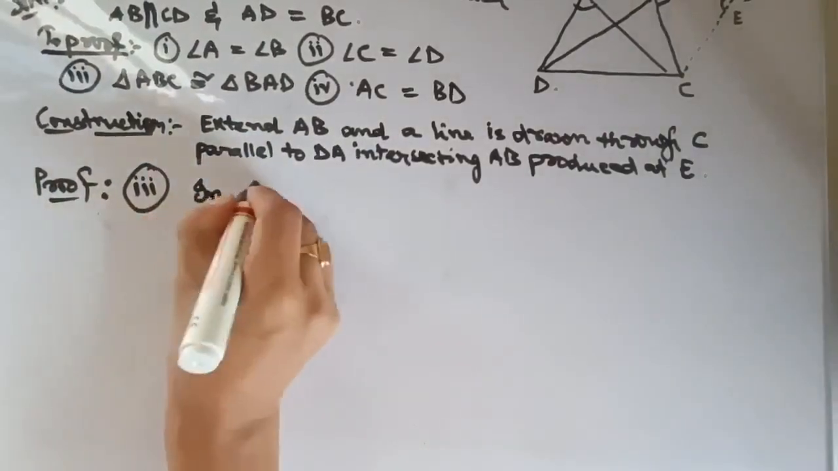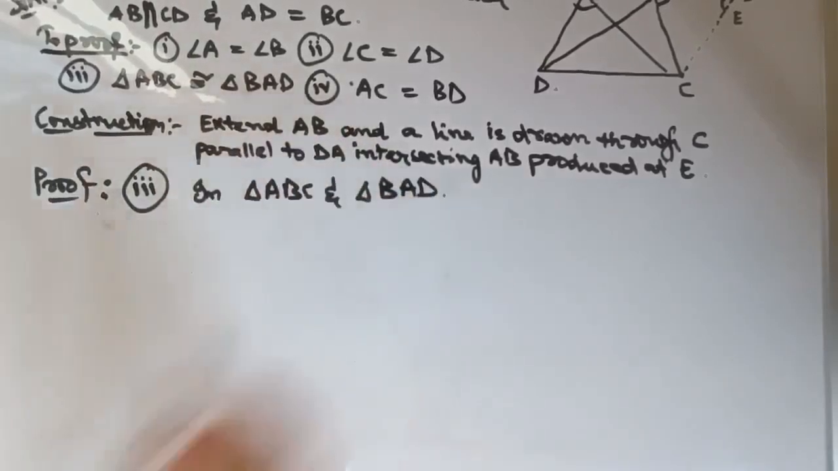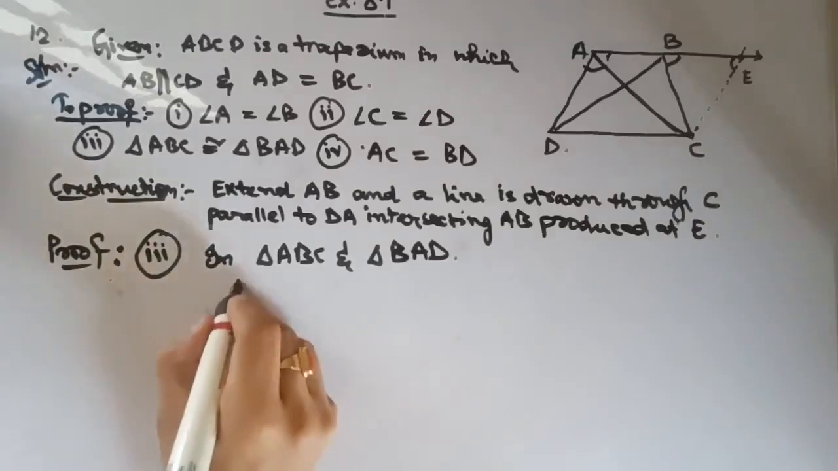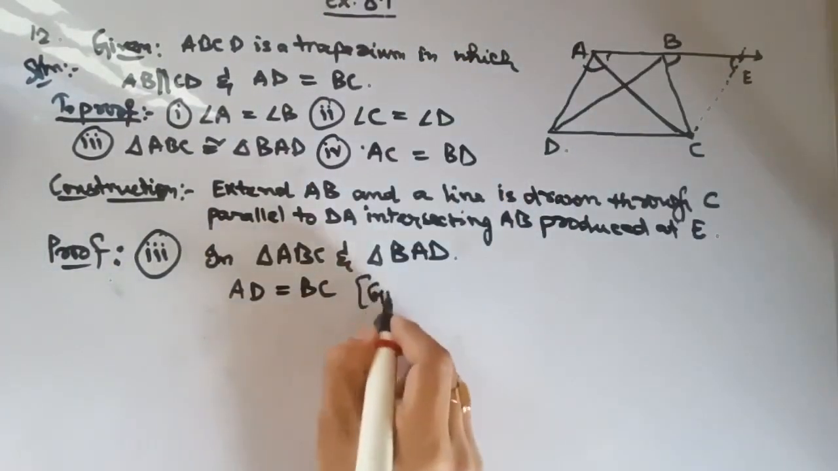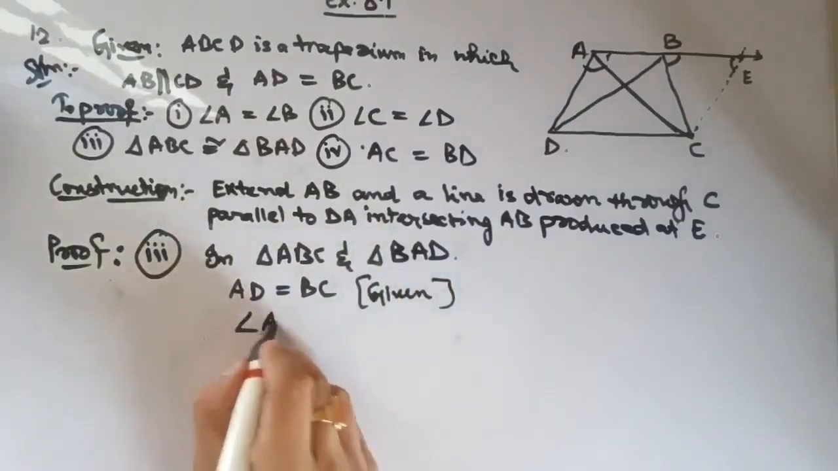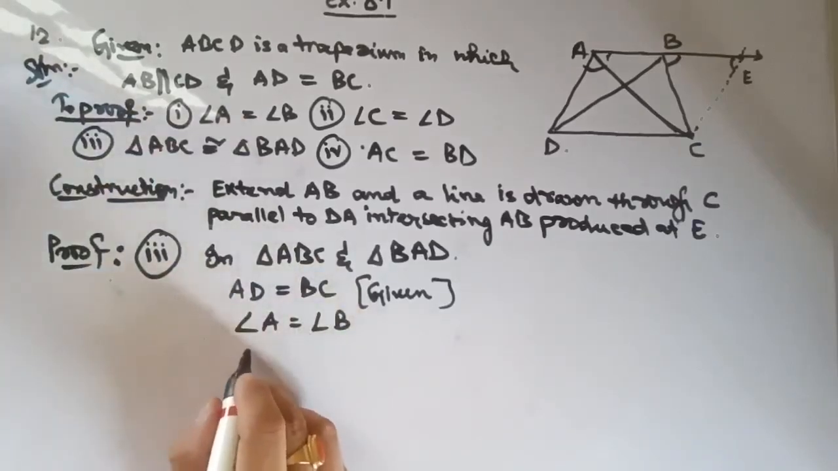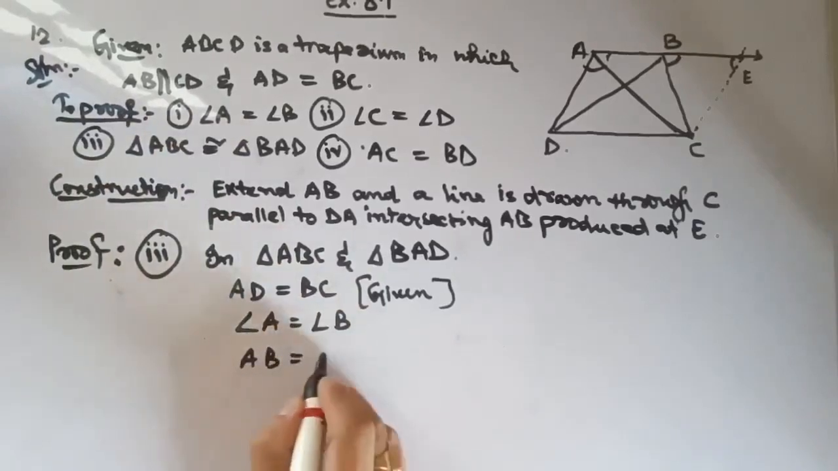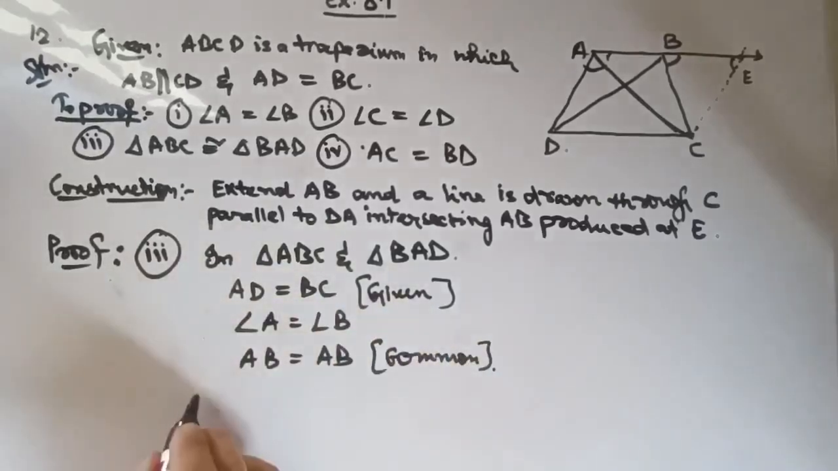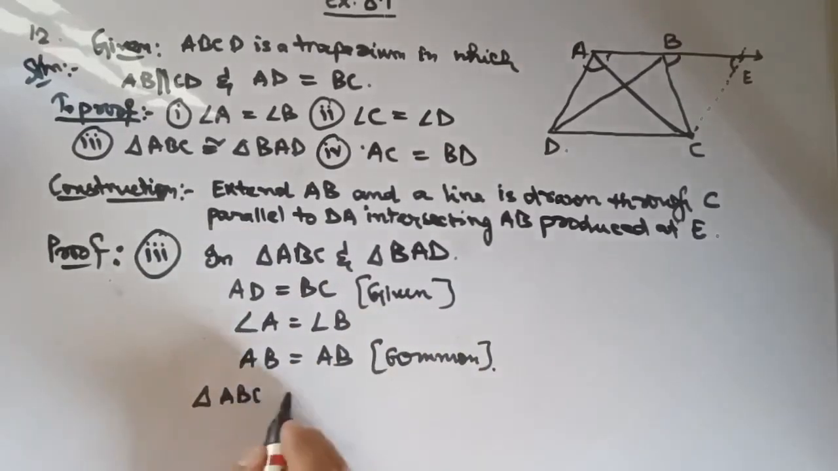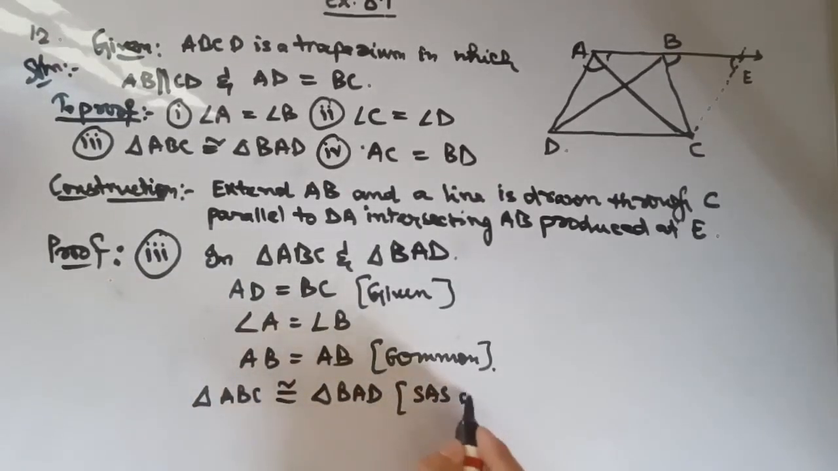So in triangle ABC and triangle BAD, side AD is equal to side BC. This is given information. And angle A is equal to angle B. We have earlier proved this. And side AB is equal to side AB. It is common to both the triangles. So triangle ABC is congruent to triangle BAD by the SAS congruence rule.